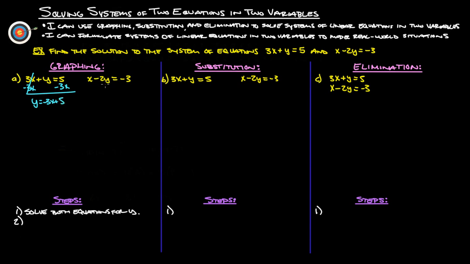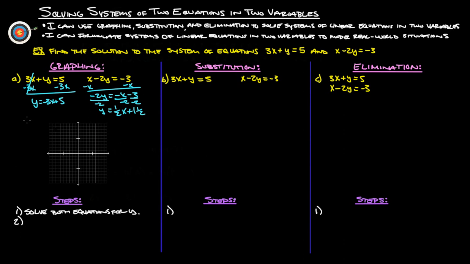And then over here, let's subtract x from both sides. Negative 2y equals negative x minus 3. And then we divide both sides by negative 2, every piece here. So we get y equals 1/2 x, and then negative 3 over negative 2 is plus 1.5.